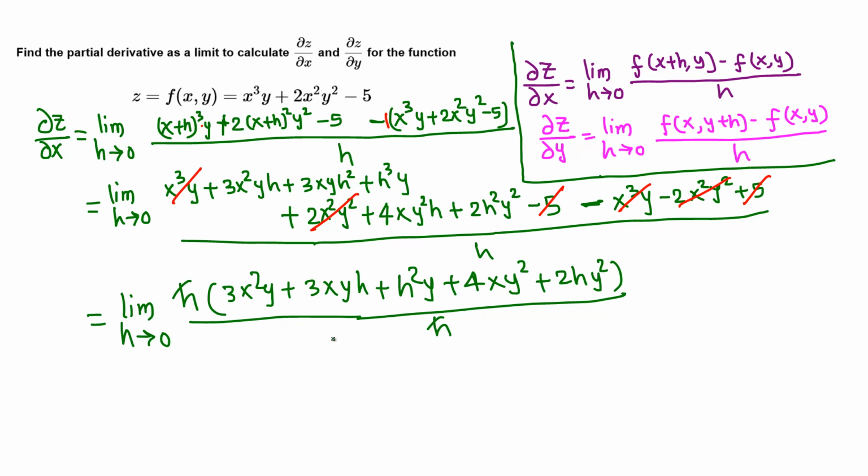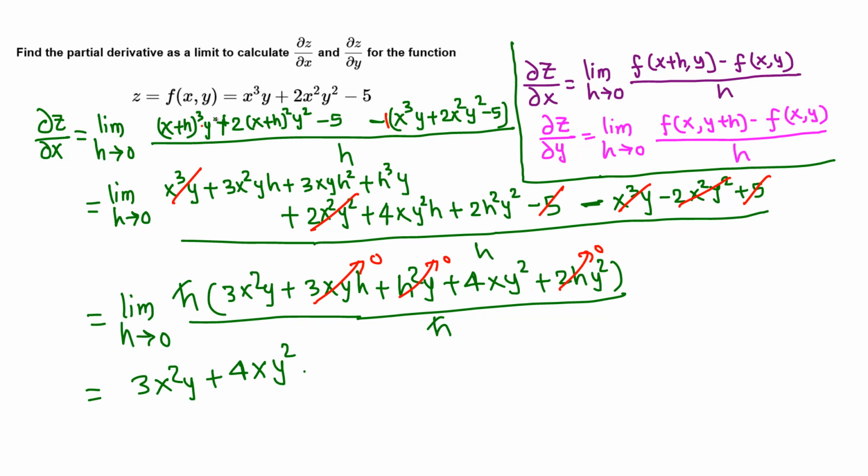This is just a polynomial. To evaluate this limit, we just plug in h equals 0. So when we plug in h equals 0 here, this becomes 0, this becomes 0, and this becomes 0. So the derivative is then 3x squared y plus 4x y squared. Okay, this is the partial derivative of g with respect to x.